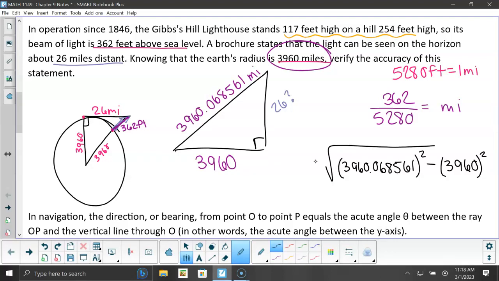Can I talk, please? Thank you. So you're asking why I did this? This is just going to get me that missing side. But I think it's 26. They're asking us to verify the accuracy of the statement. So I got to prove that it's 26. It doesn't have to be 26. So it's actually 23.3 miles.